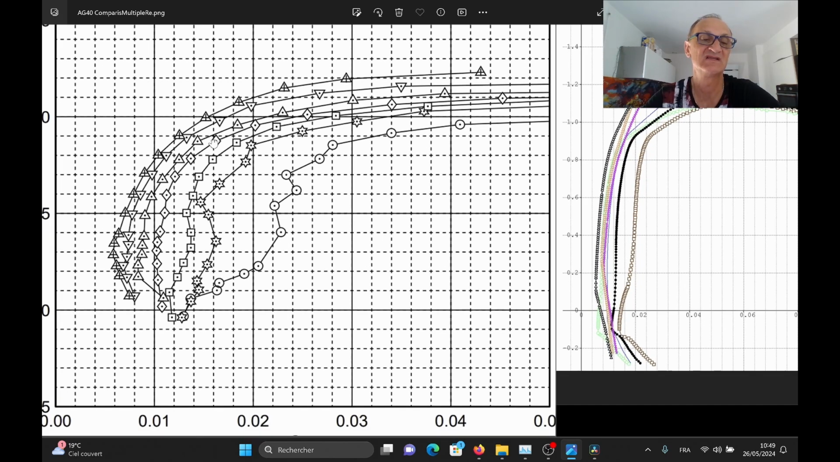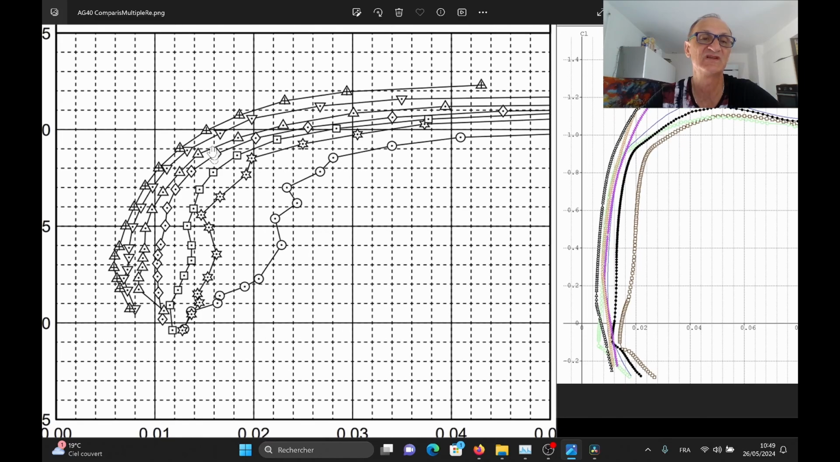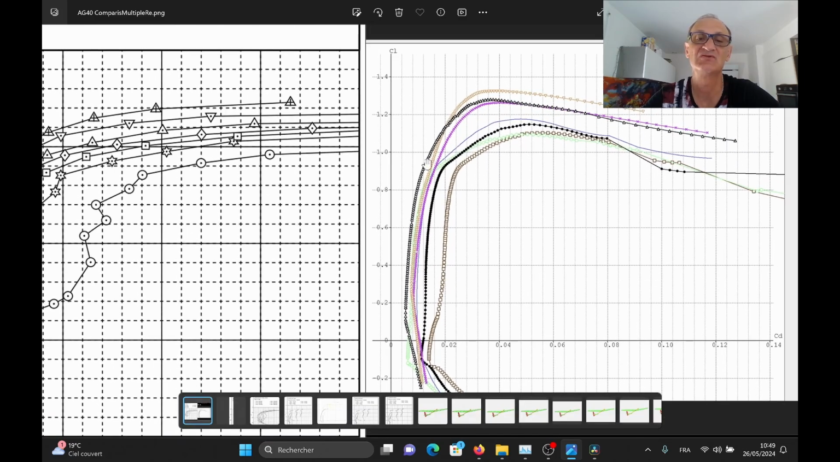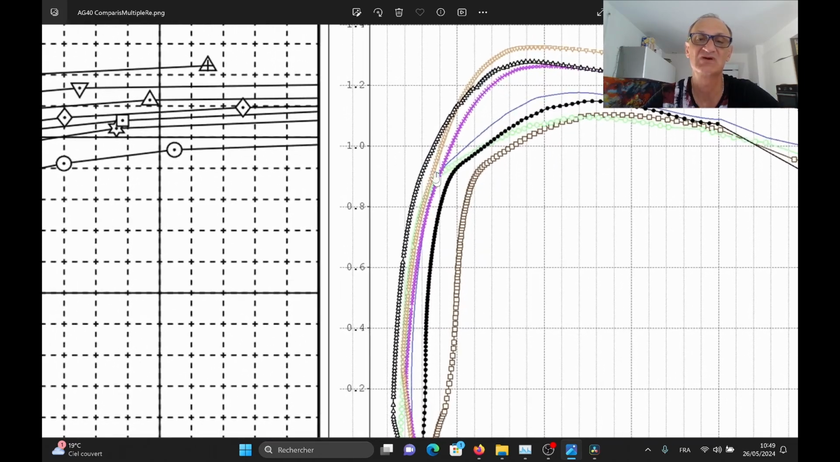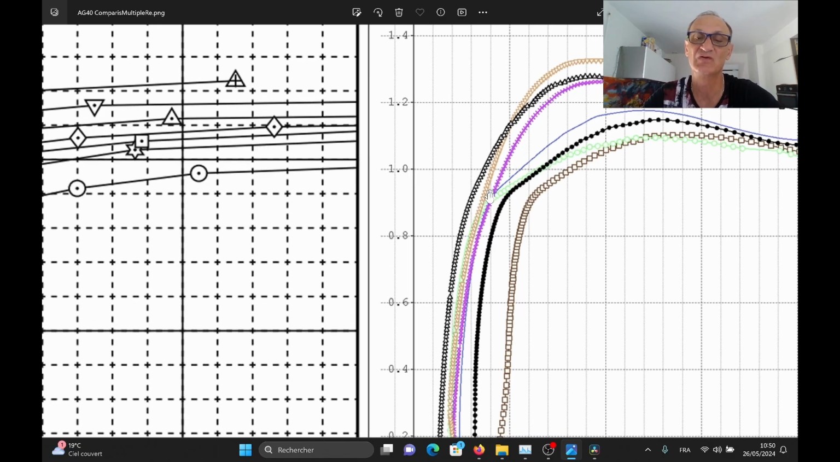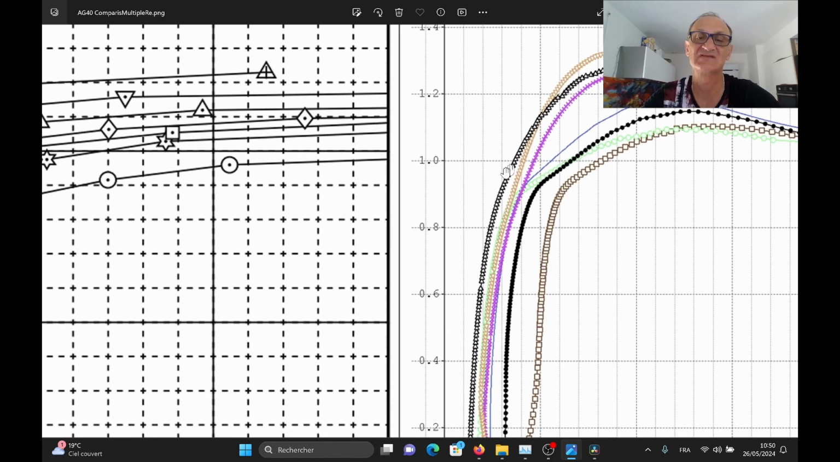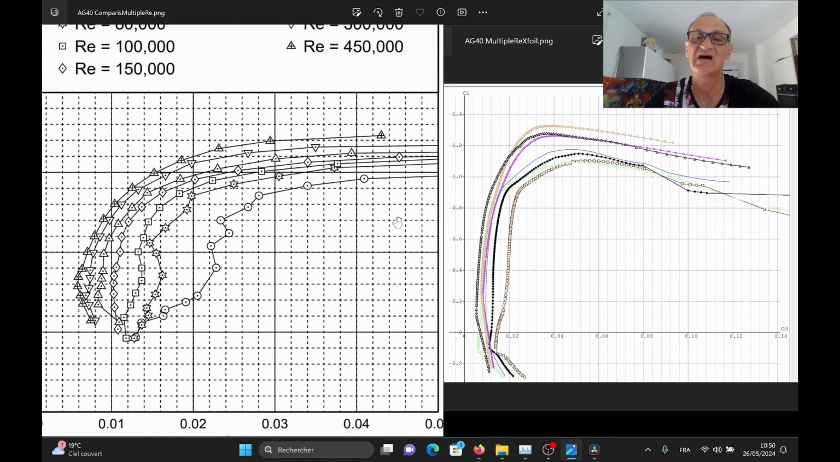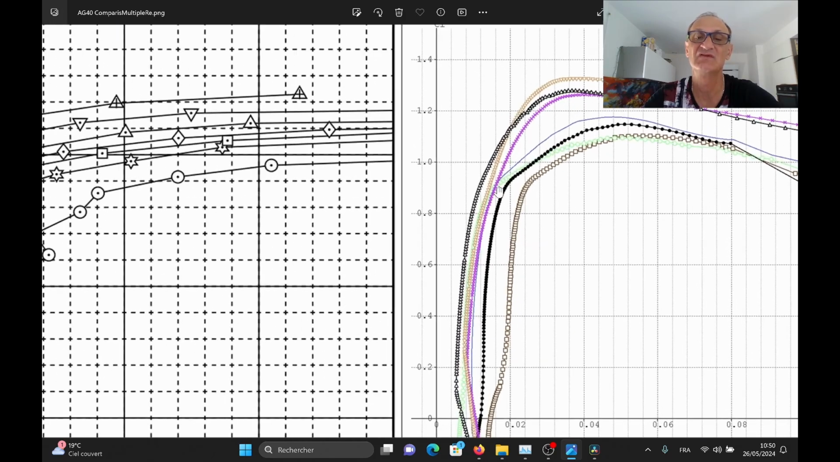Let's push this, let's say at a lift of 1, so it will be easier to read. So the drag is 0.015, and now we will try to find out what the drag is here on the Xfoil graph. We have the same value, 0.015, so that's the same. So the prediction at high Reynolds is very good.